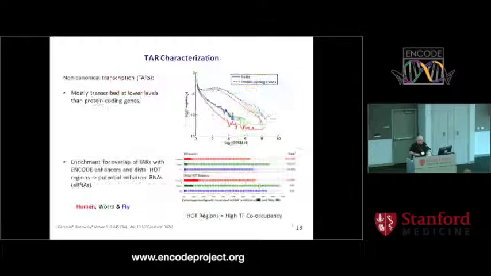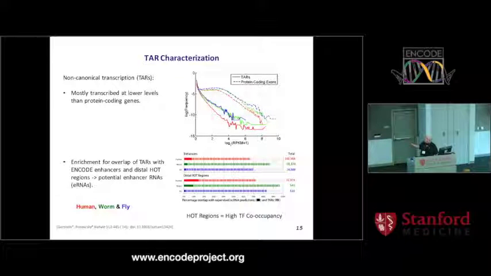So one of the obvious questions people ask is, what is the expression profile of these TARs? And these are the novel TARs. If you compare it against protein-coding exons, this is frequency versus expression on a log scale, you see that protein-coding exons tend to be more highly transcribed than these novel ones. However, the novel ones do have a smaller number, but there are some that are very highly expressed.